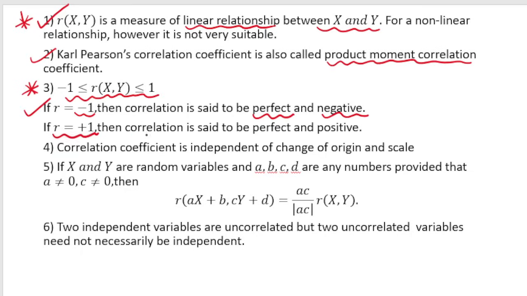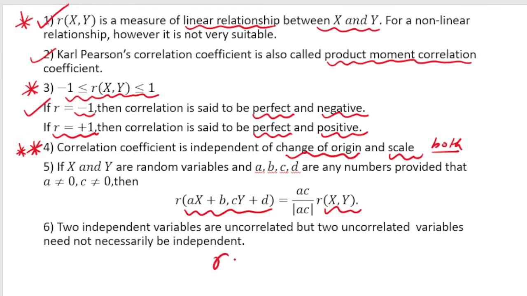If r is equal to +1, then correlation is said to be perfect and positive. This is a very important property: the correlation coefficient is independent of change of origin and change of scale both. I highlight it, both. Another important property is that the correlation coefficient between two variables ax plus b and cy plus d is nothing but ac by mod of ac times the correlation coefficient between x and y.